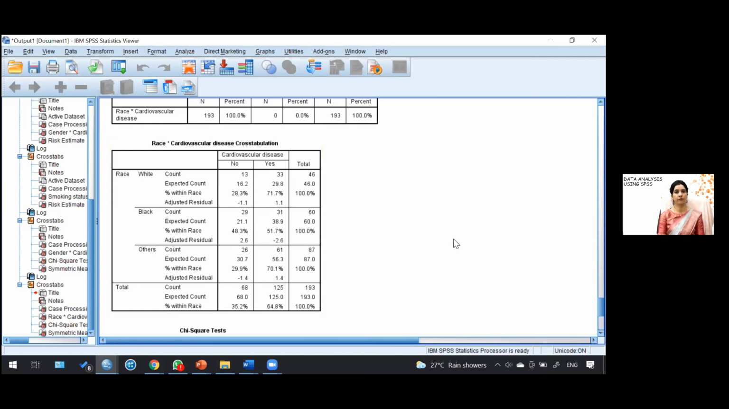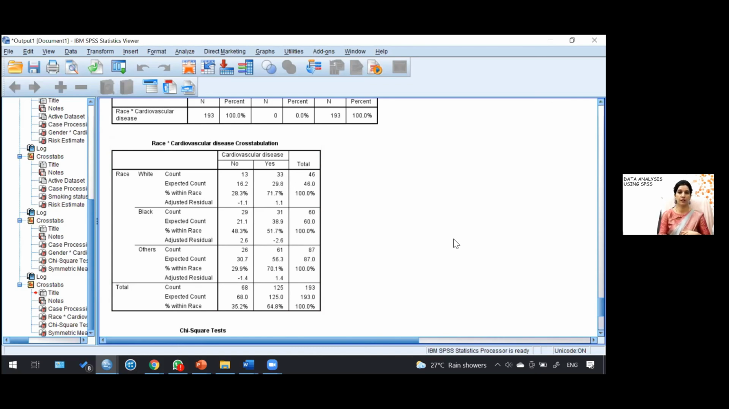So first, starting with the assumptions. Again, we will revise the assumptions once again. The first assumption was that both the data should be categorical variables. So race is also a categorical variable. The presence or absence of cardiovascular disease is also a categorical variable.